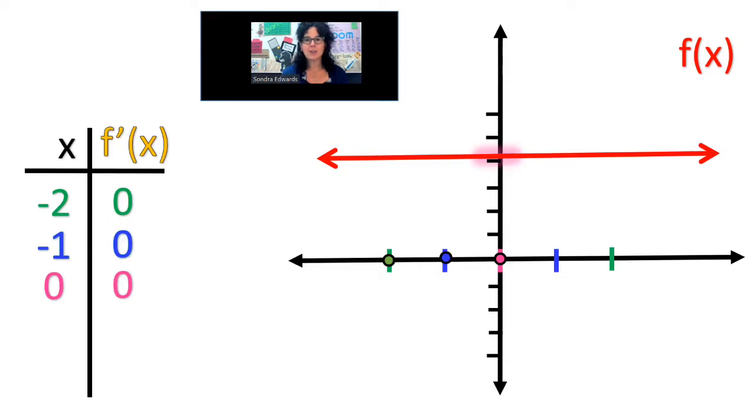No matter what x value I substitute in to f prime of x, when I go up to the f function, the slope of the tangent there is going to be 0 every single time. All right, so the takeaway there is when I connect these points and I graph f prime of x, I end up with just a line there on the x-axis. Now the equation for the x-axis is y equals 0. So f prime of x is equal to 0.